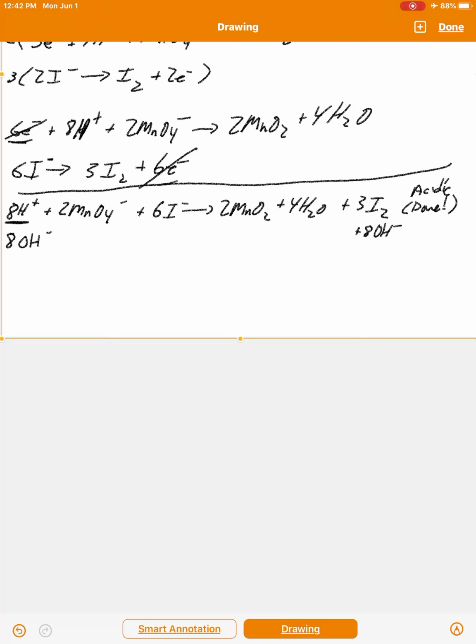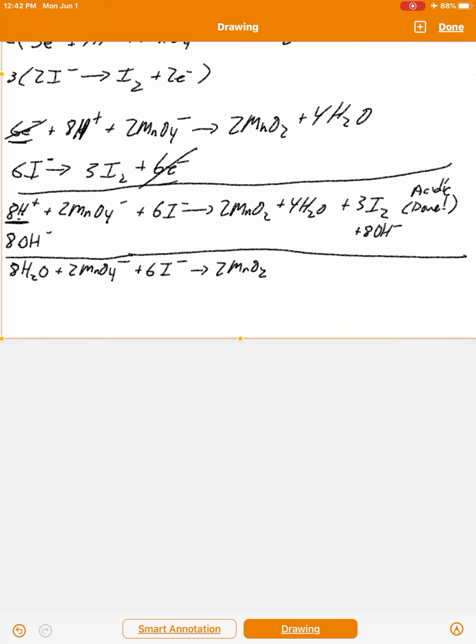Now what's interesting about doing it this way is that if you take 8H plus and 8OH minus, that's 8 waters, right? H plus plus OH minus is water, so that's really 8 waters. If you add 8H plus to this, 8OH minus to this side, it'll react with the H plus. That's sort of the logic behind it. And then you've got 6 iodides. Goes to 2 manganese dioxides plus 4 waters, 3 iodines, 8 hydroxides.